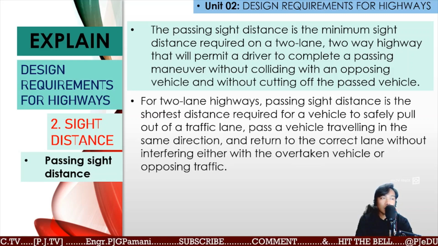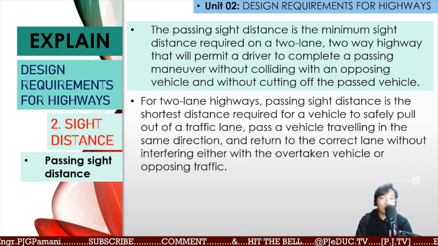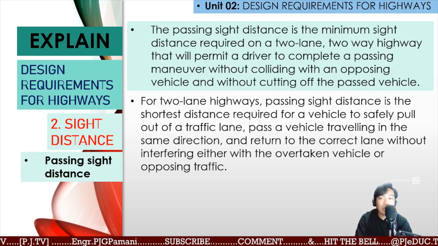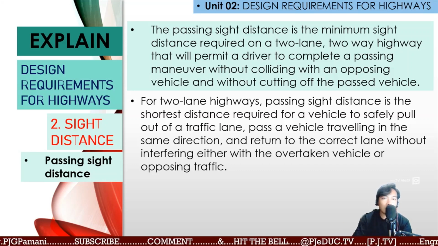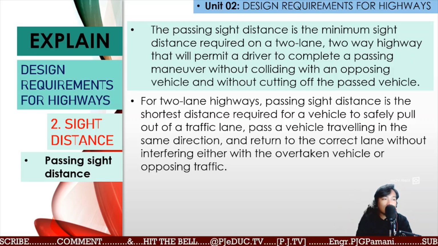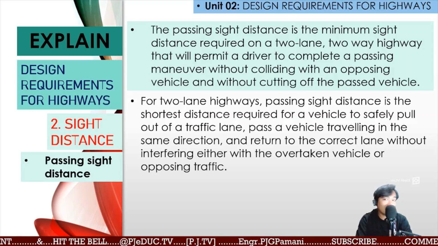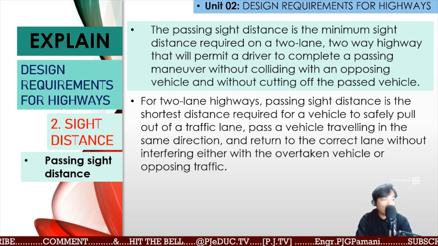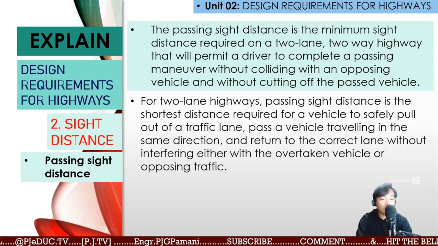This is how vehicles should intercept an opposing vehicle along a highway or overtake a vehicle from a right lane. Now, for two-lane highways, passing sight distance is the shortest distance required for a vehicle to safely pull out of the traffic lane. Lalo na kung maluwag yung kalsada, kailangan mong mag-overtake. No? This is now the required distance on which you can perform overtaking or passing a vehicle. No? Vehicles safely pull out of the traffic lane, pass a vehicle traveling in the same direction, and return to the correct lane without interfering either with the overtaken vehicle or opposing traffic.